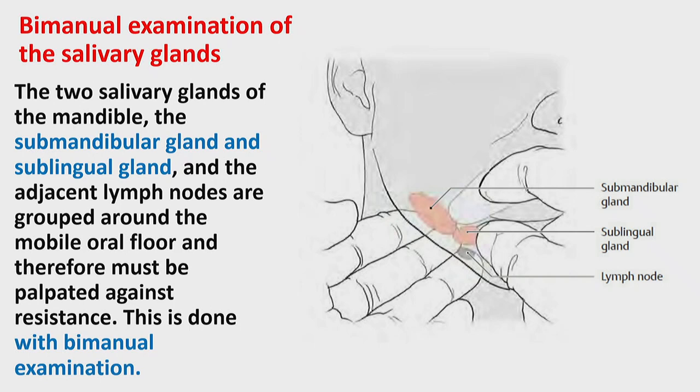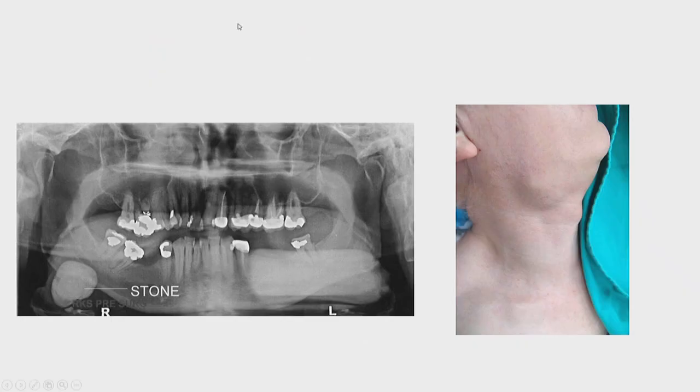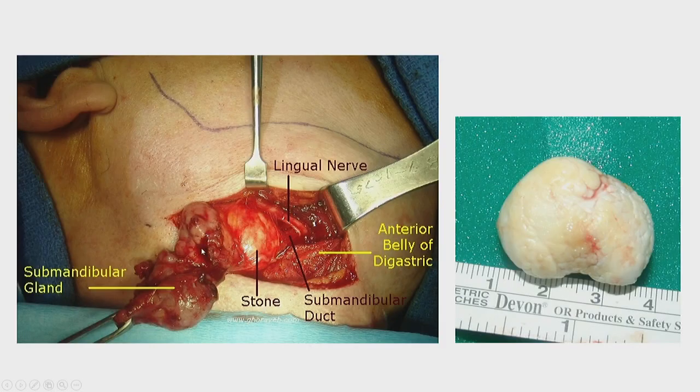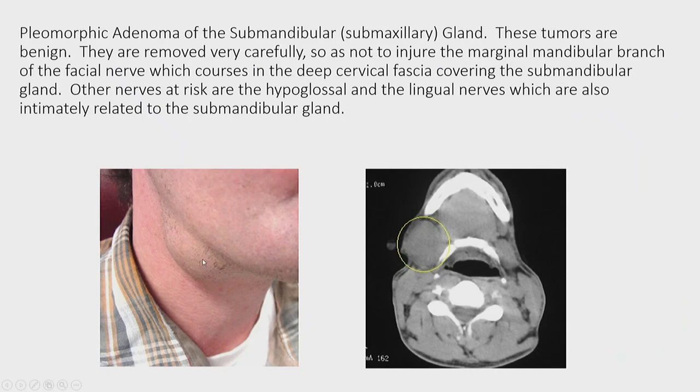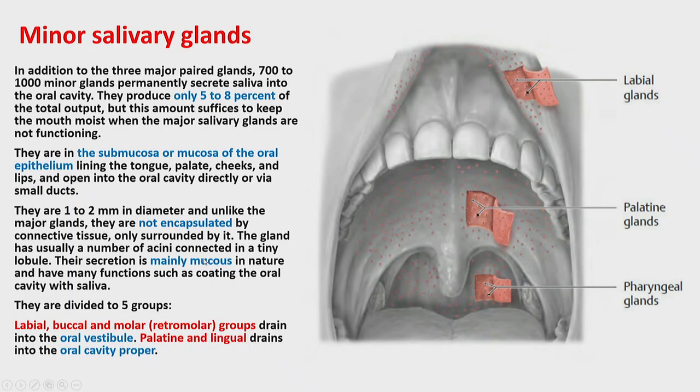The examination always must be bimanual, one hand from the oral cavity, one from the outside, to touch the gland or the lymph nodes. You can find in this area the stones, the salivary stones, that can be very big or small. Here and here is the stone, the biggest stone that was removed. Here can be a target of tumors, the pleomorphic adenoma. And finally, the minor salivary glands, they don't have a capsule, and they are classified according to the place or location.